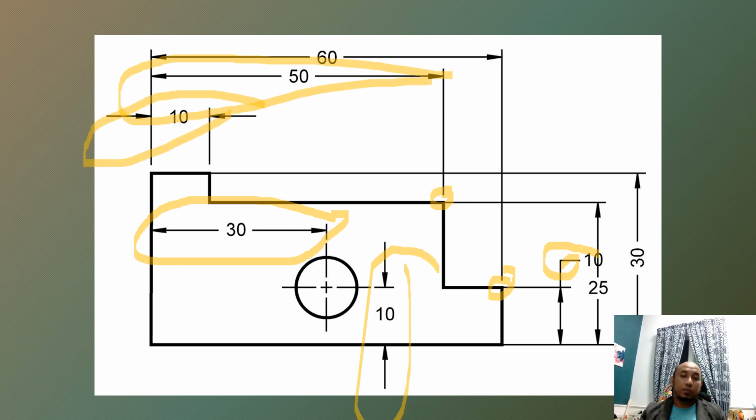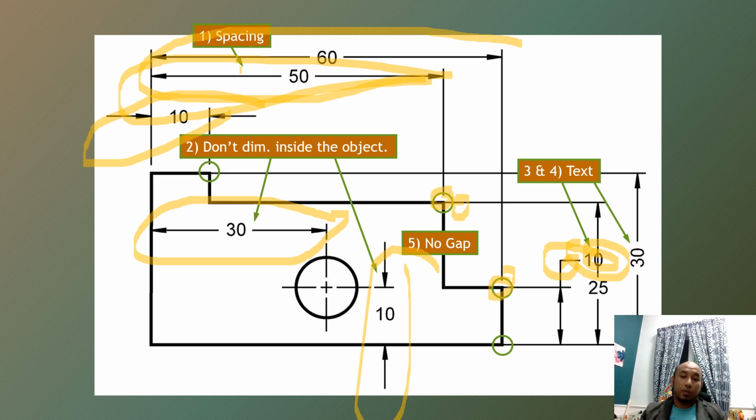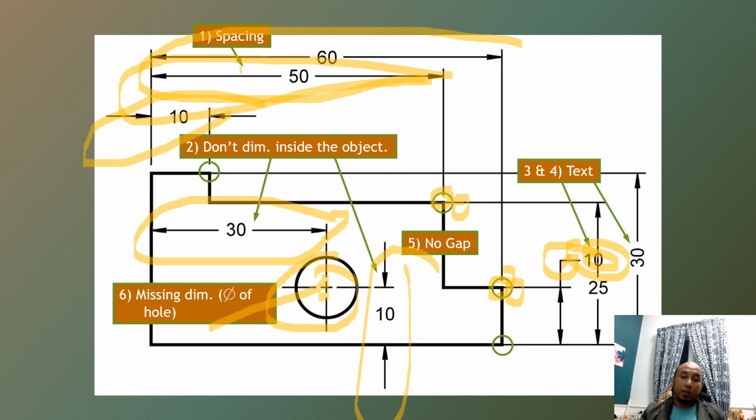Dimension total areas. Spacing, there is spacing. Don't dimension inside the object. 3 and 4 text, maksudnya jangan bertindih, no gap, no gap. You must have the gap here. This one, this one. Missing dim, diameters of the hole here. Dia punya diameter je, tak ada, tak bagi.